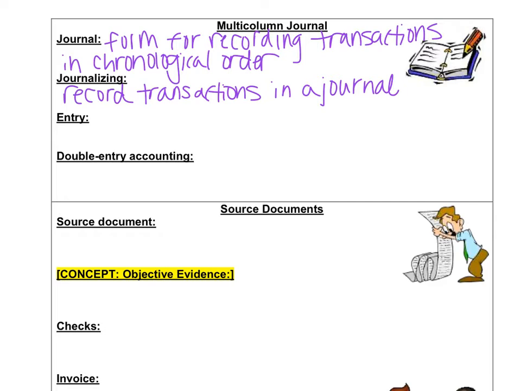An entry is information recorded for each transaction. I'm just going to say info. Info recorded for each transaction.